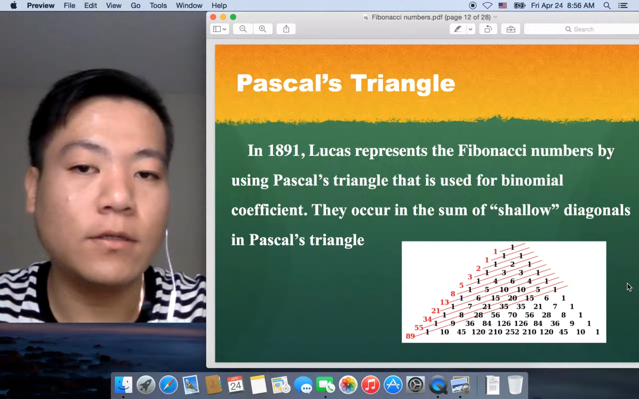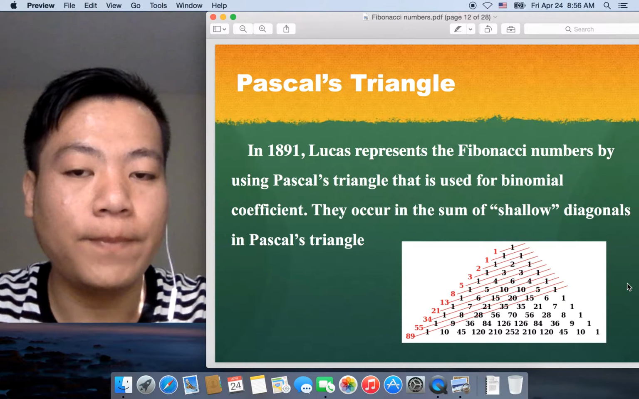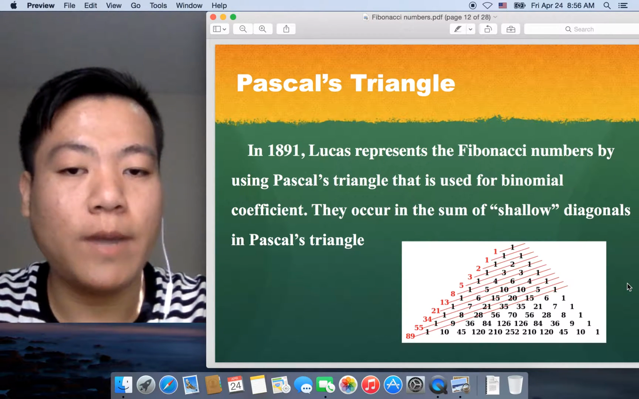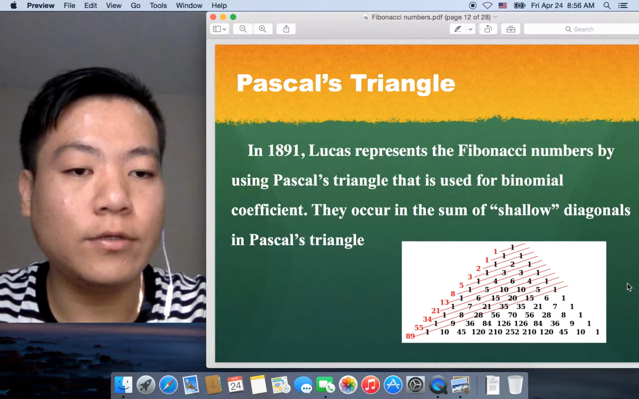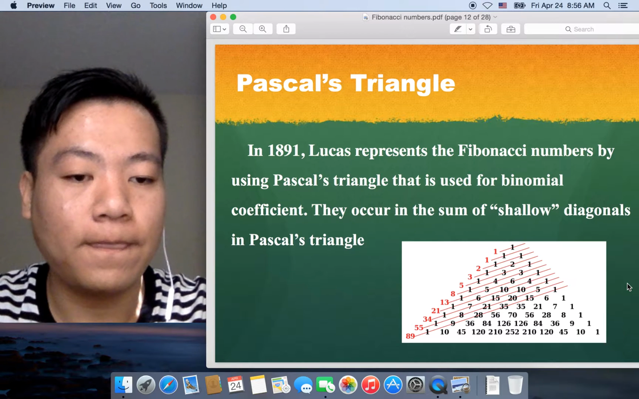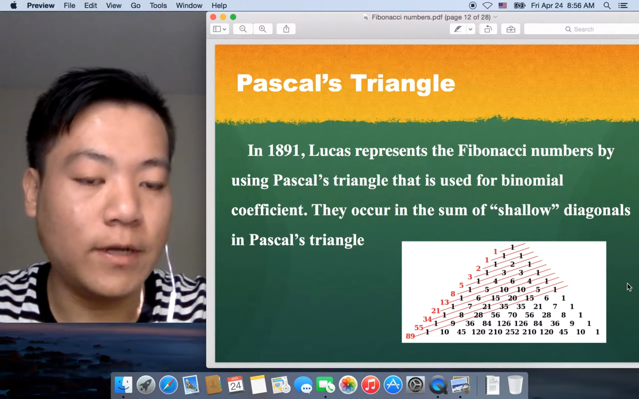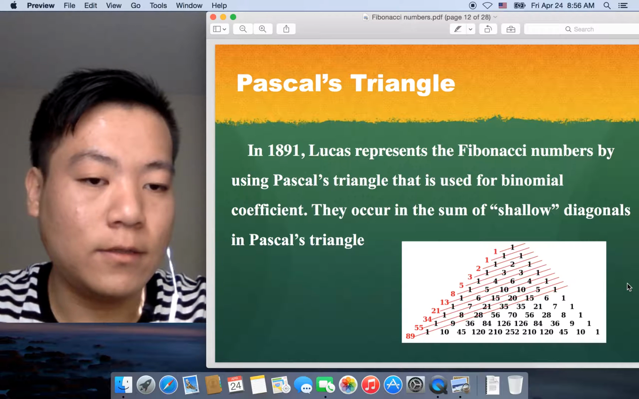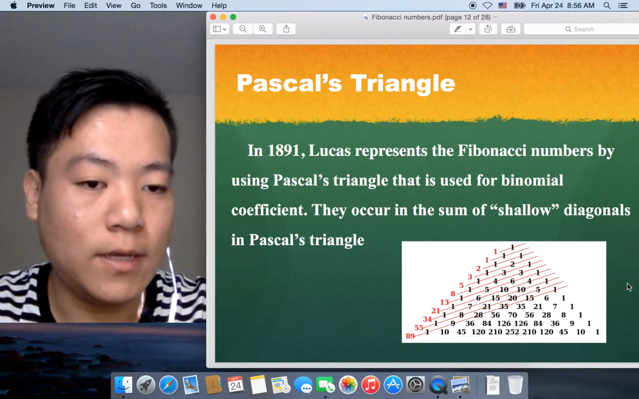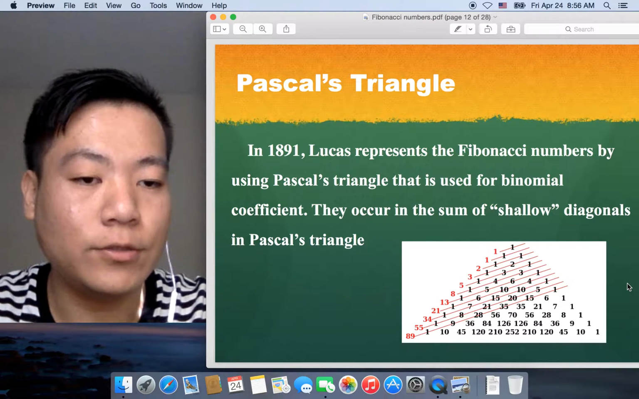Fibonacci numbers are also related to Pascal's triangle. In 1891, Lucas represented the Fibonacci numbers using Pascal's triangle, which is used for binomial coefficients. They occur in the sum of shallow diagonals in Pascal's triangle. For example, we can see the fourth Fibonacci number 3 in the diagonal 1 plus 2.